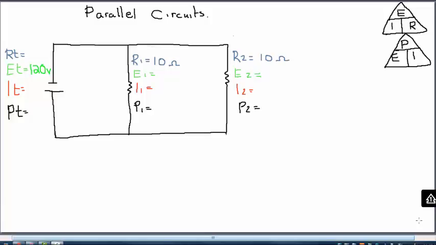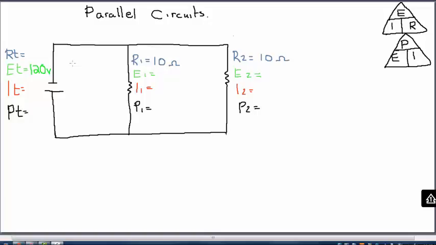All right, let's take a look at a very simple parallel circuit, an introduction to parallel circuits. I have a total applied voltage in this circuit, as we can see, at 120 volts over here. And I have a resistance. Resistor number 1 is 10 ohms, and resistor number 2 is 10 ohms.